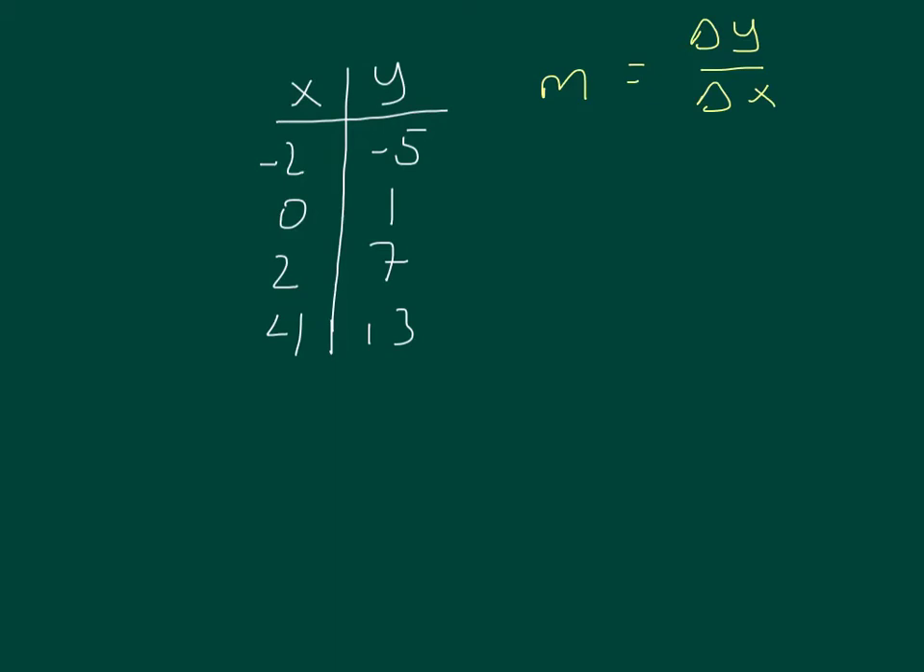Remember delta y. So I just look for the change. -1 to 6, right? That's a change of 6. Same thing, -2 to 0. That is a change of 2. So if I simplify that, I would get 3. So my slope is 3.